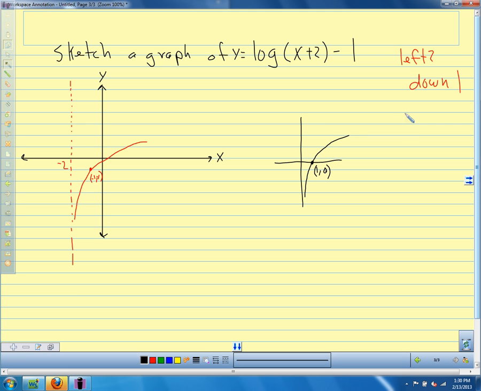And if we wanted another point on our graph, if we had our calculator, and we'll talk more about calculating logarithms, I could plug in x equals 0 here. In my calculator, calculate the log of 2 and subtract 1, and I would get the point where it crosses the y-axis. Yes? Is there no horizontal asymptote?